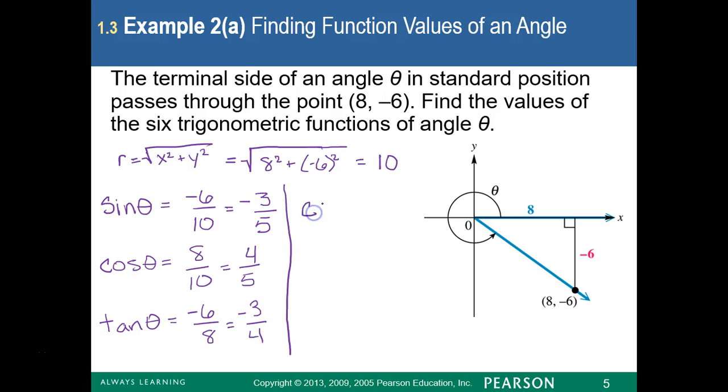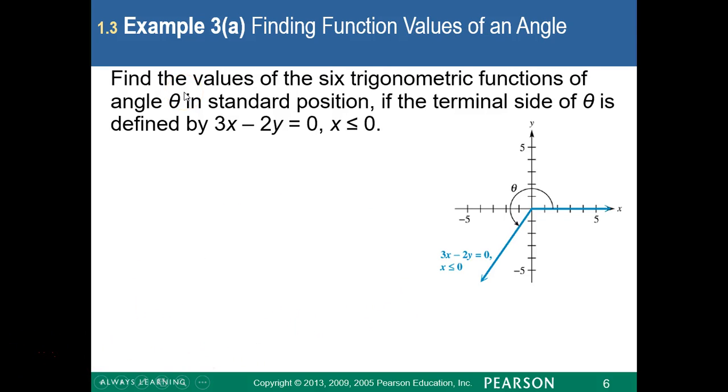Cosecant of theta is equal to, remember, just reverse these values. Still going to be negative though, so negative 5/3. Secant of theta is equal to, reverse these values of cosine, you get 5/4. And then tangent goes with cotangent, which is equal to negative 4/3. And we're done.